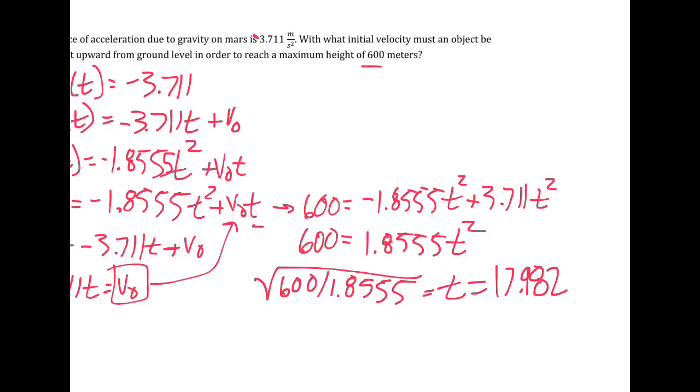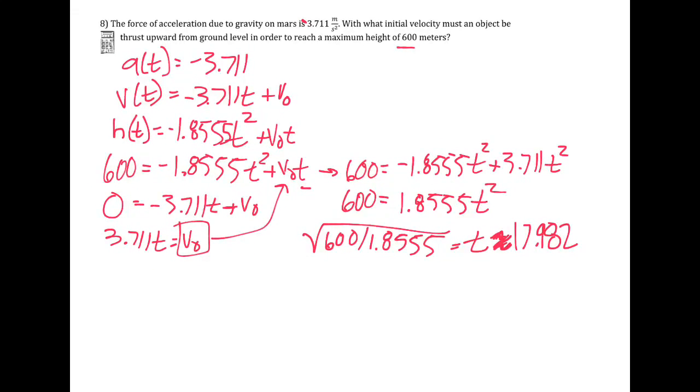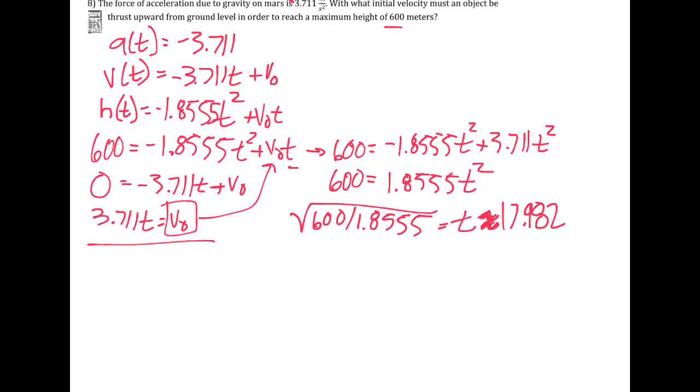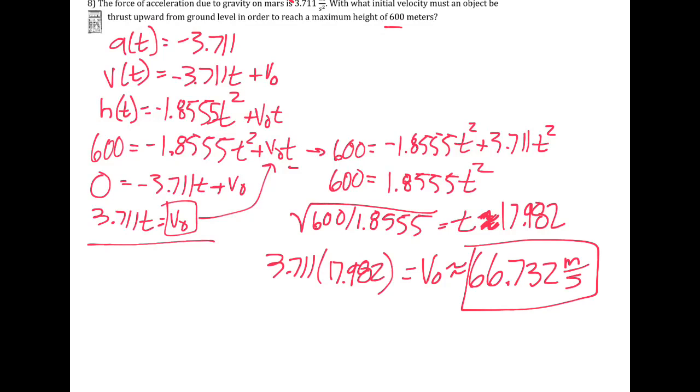But again, I'm just going to write that down, with our little approximate symbols there. I'm just going to write that down for now, and then I'm going to use that exact value when I calculate it, because what do we want to know? We want to know the initial velocity. Well, we have the equation right there for the initial velocity, so we need to take our t value and multiply it by 3.711. So 3.711 times our time, 17.982, will equal v naught, which will get you a velocity of roughly 66.732 meters per second. And we're done.